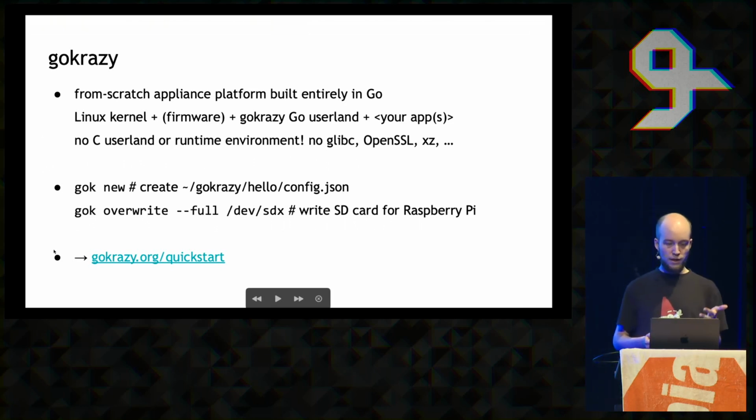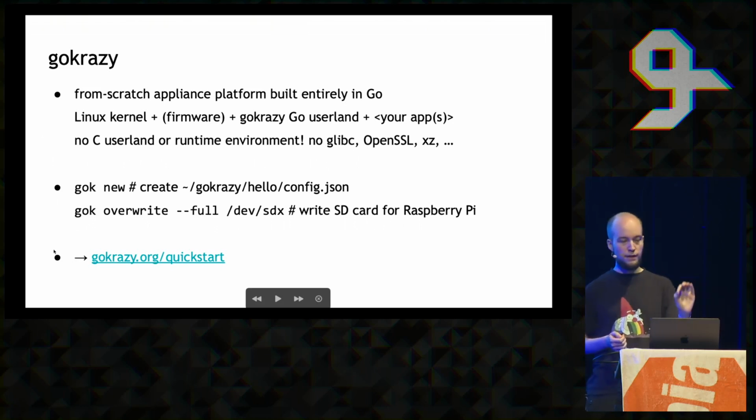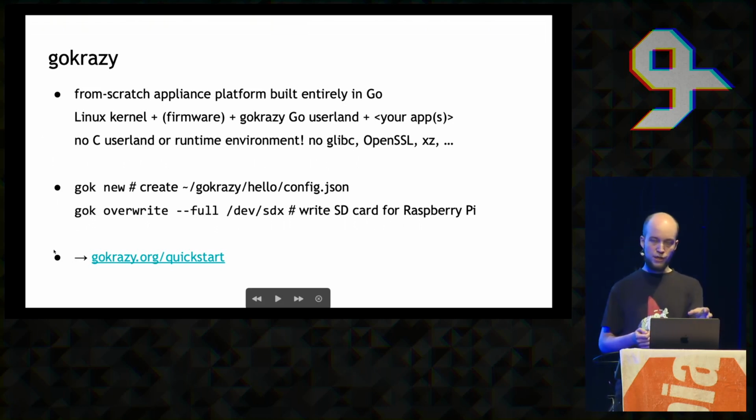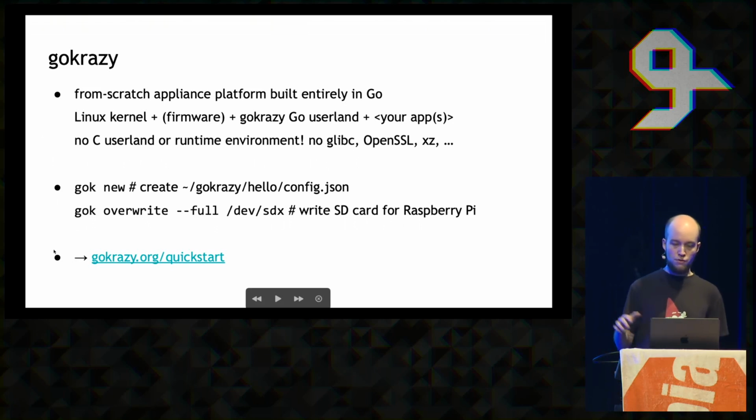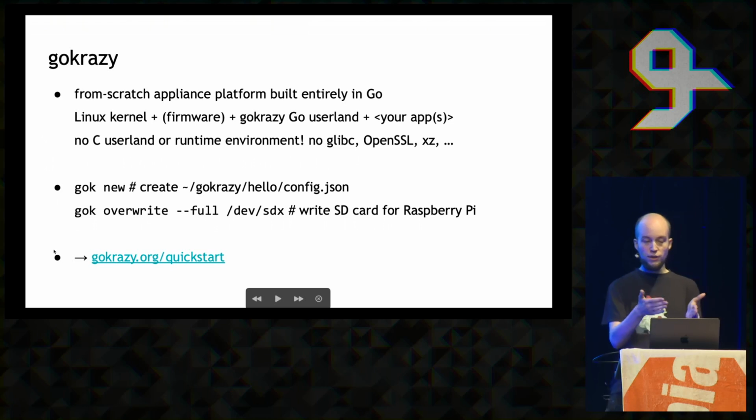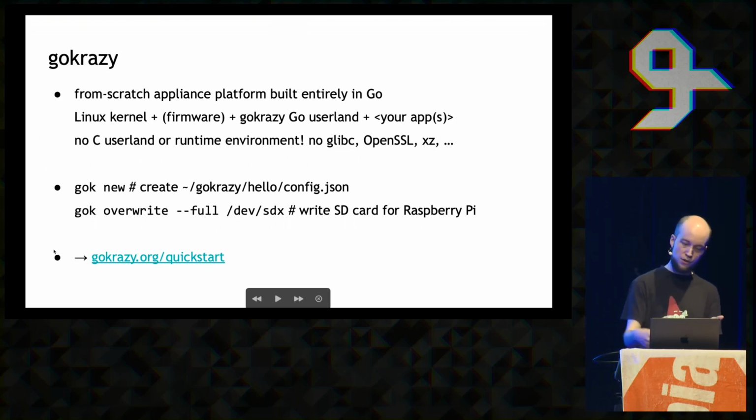So how does it work? There's gokrazy.org/quickstart, but just very briefly, as soon as you install the Gokrazy tool, the gok tool, you can say gok new. It creates a new directory with your config file. And from then on out, you can use gok overwrite. You insert an SD card, you put the SD card into your laptop, you say gok overwrite --full to overwrite the full SD card. And then you put that in the Pi, and off you go.